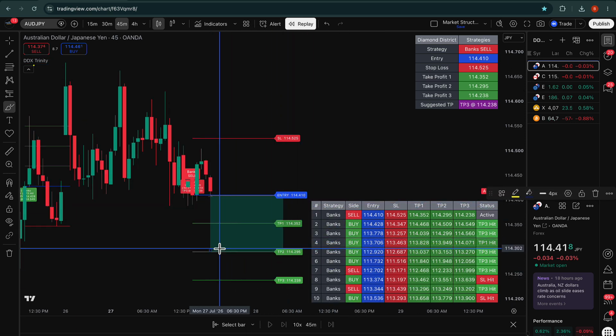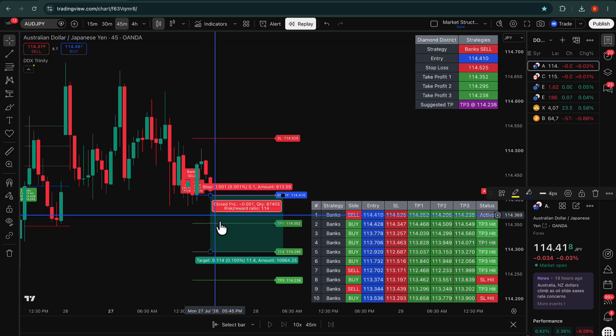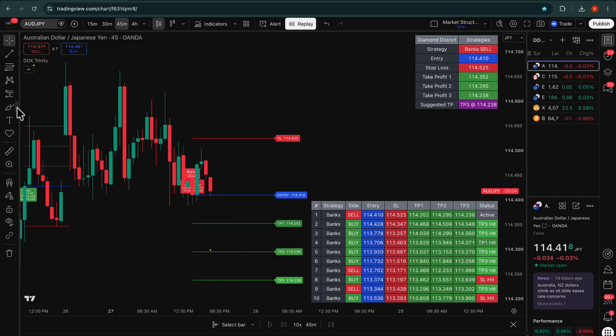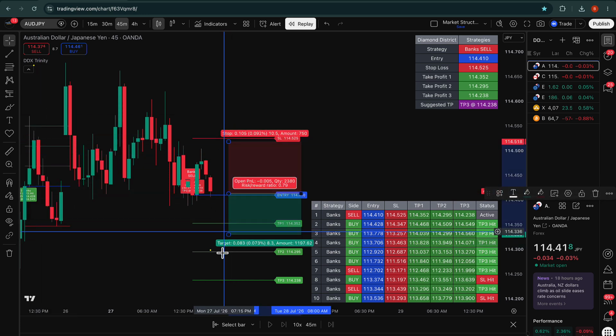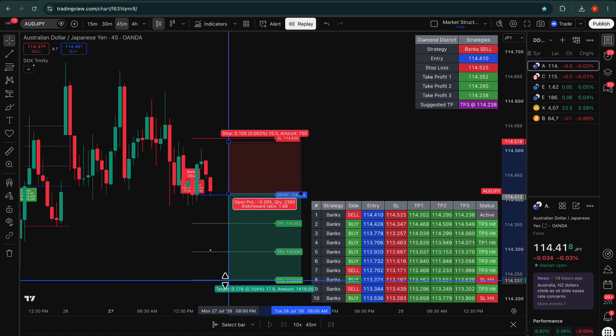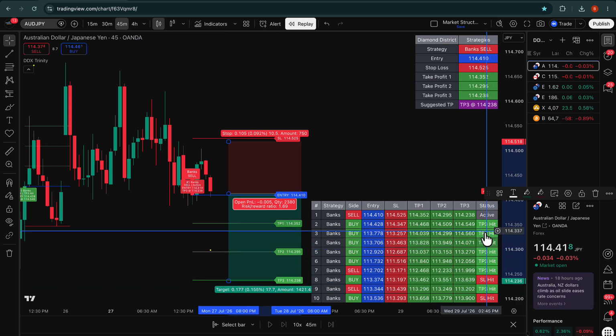So if you were on safe mode the whole time and went for TP3 every time, if you're 50% profitable, you would be fine. So let's look at this. You were 70%. Let me see.